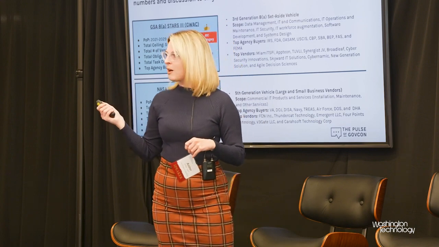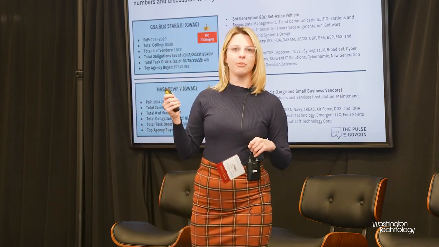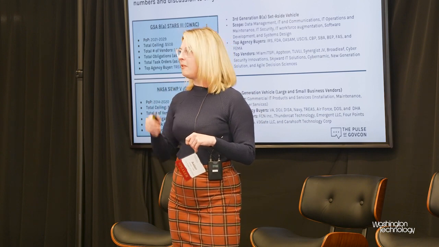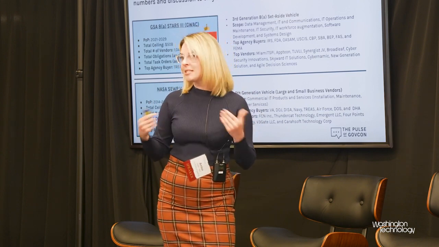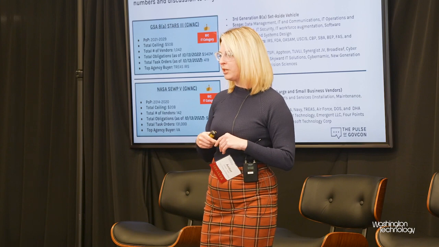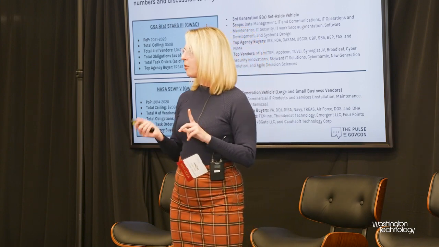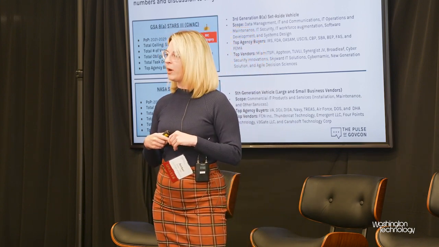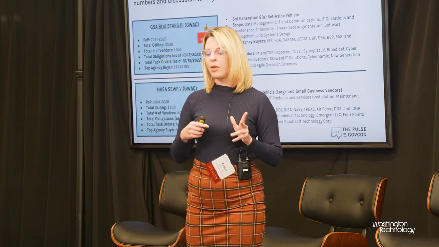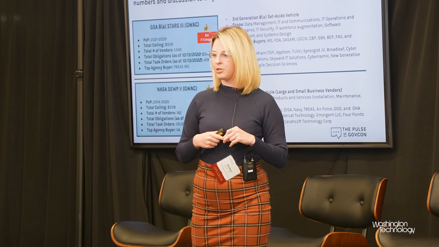Okay, next one we're going to talk about is NASA SEWP 5, which I believe Joanne is here and she is speaking. She's run a wonderful vehicle. This is one of the best actually in class in my opinion. But it has over a $20 billion ceiling with 142 vendors. As of earlier this month, about $44.8 billion has been spent across this vehicle with over 1,031 task orders issued.